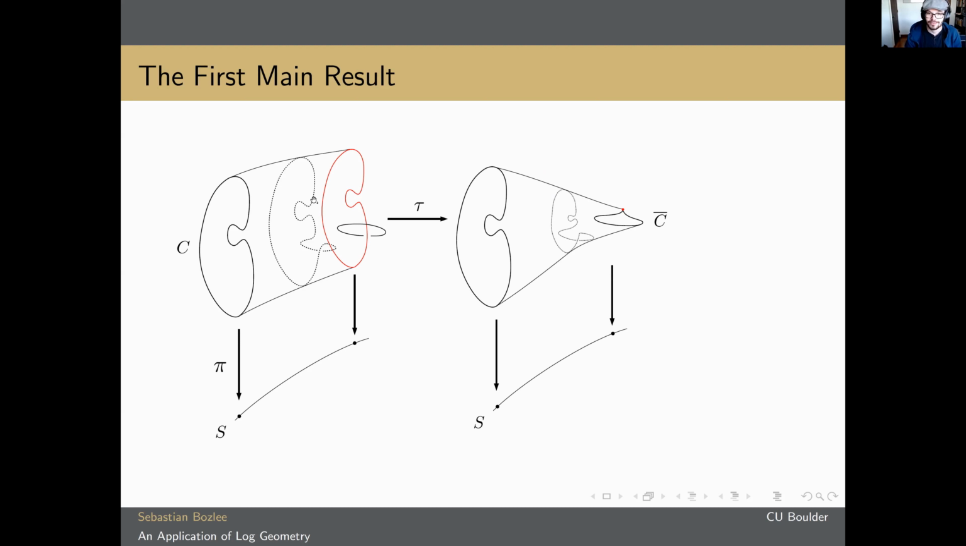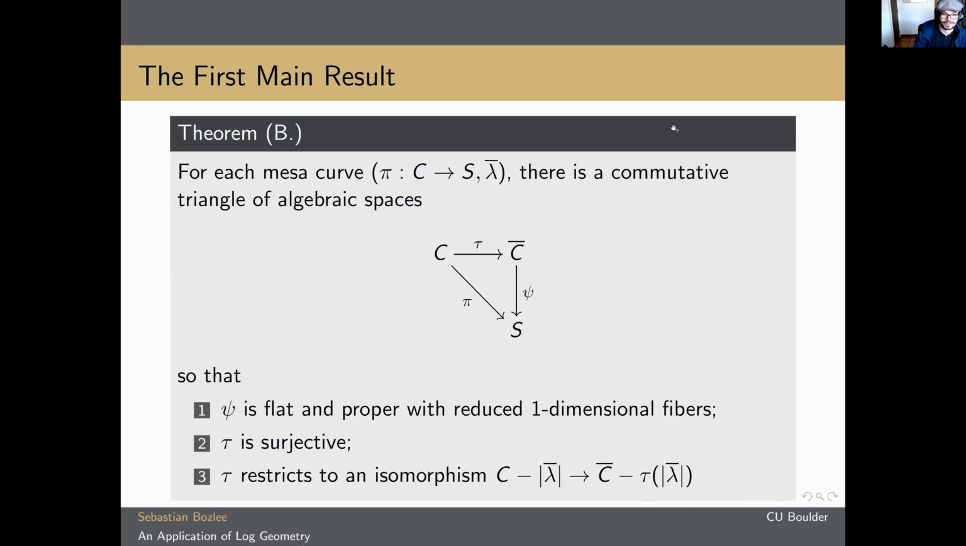And then all the rest of this family, it may look a little bit funny because we're kind of shrinking things, but all the rest of the family is left alone. This map tau is an isomorphism on the rest of the family. Now, since it's such a theorem, I'll give you the formal statement.